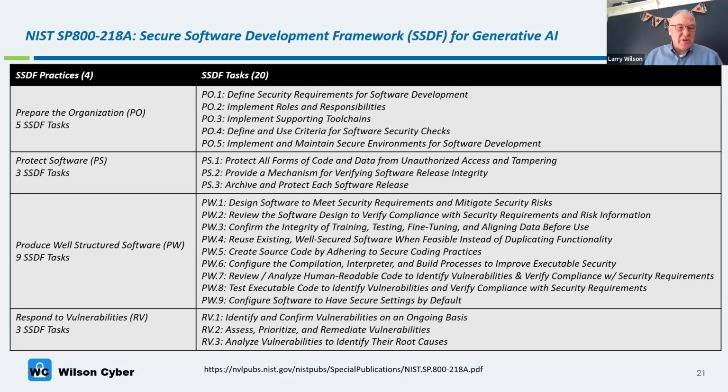For producing well-structured software, we have design software to meet security requirements, review the software design to verify compliance with security requirements, confirm the integrity of training, testing, and fine-tuning, and reuse existing well-secured software when feasible. 5 is create source code by adhering to secure coding practices. 6, configure the compilation, interpreter, and build process to improve security. 7, review and analyze human-readable code to identify vulnerabilities and verify compliance with security requirements. 8 is to test the code to identify vulnerabilities and verify compliance. And 9 is to configure the software to have security settings by default.